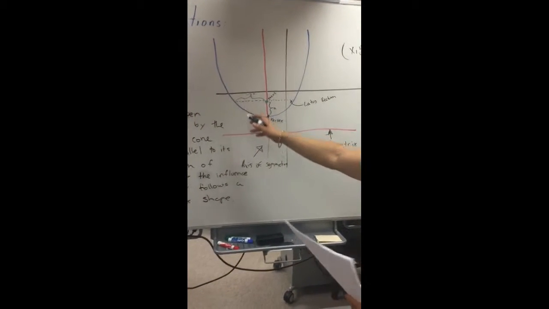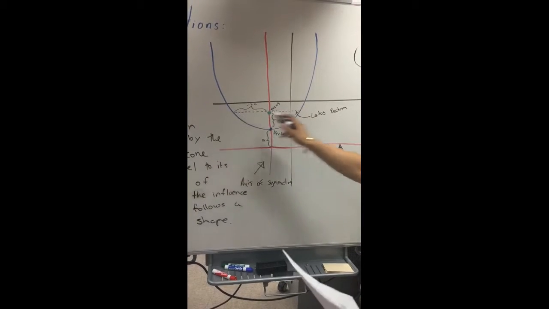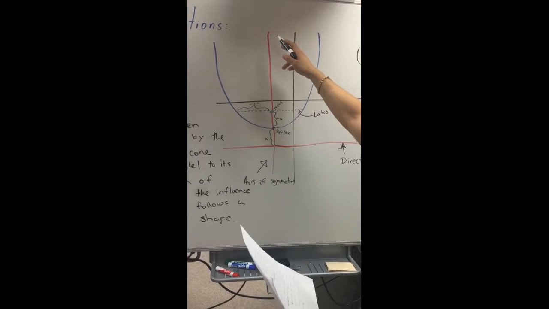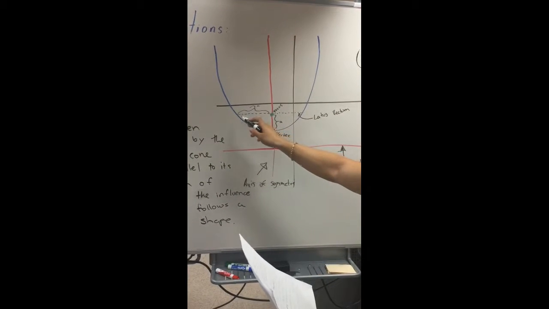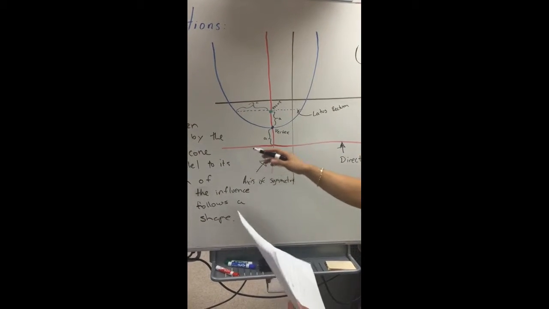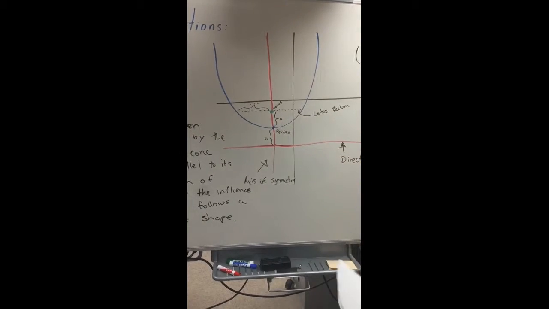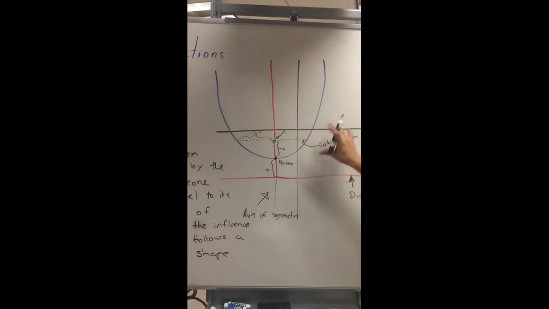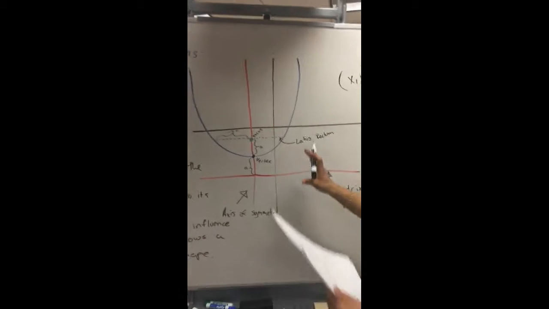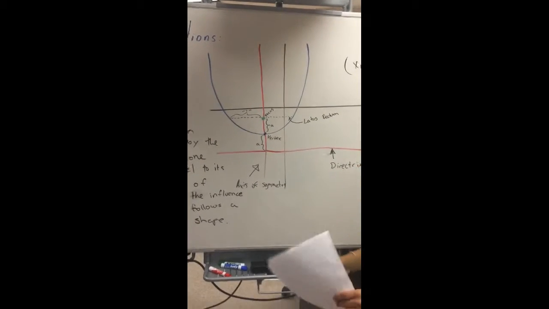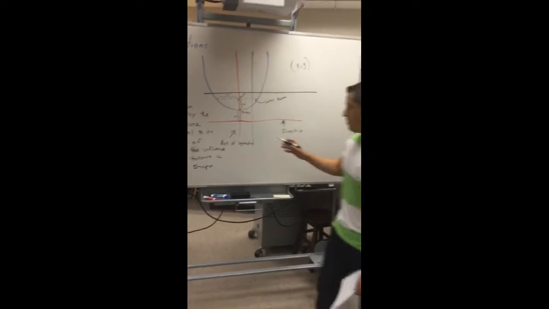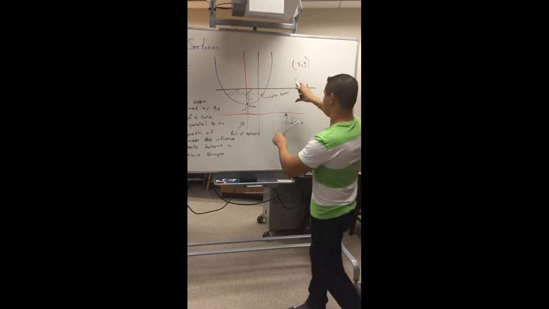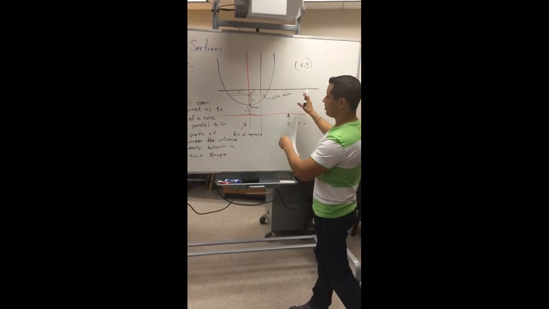Another important part of the parabola would be the latus rectum, which is the line that intersects the focus and the axis of symmetry. It's a line parallel to the axis of symmetry. In this image, we see a parabola that's facing up, but that's not the only way that we can draw parabolas. They can also be facing down, facing to the left, or facing to the right.